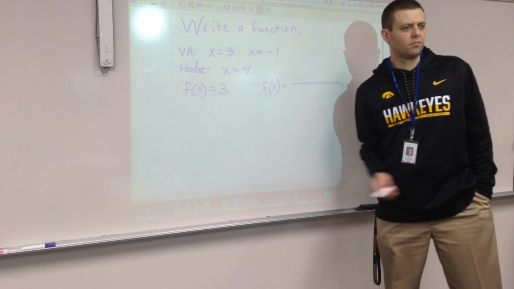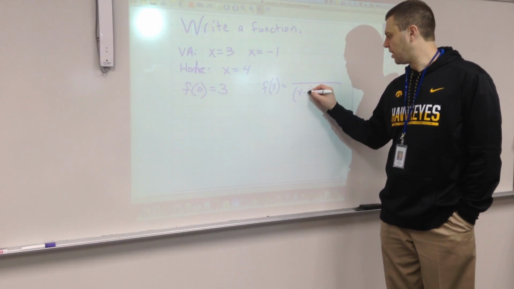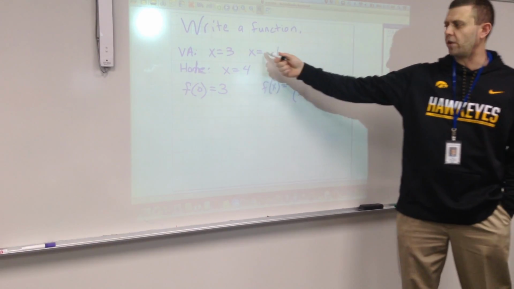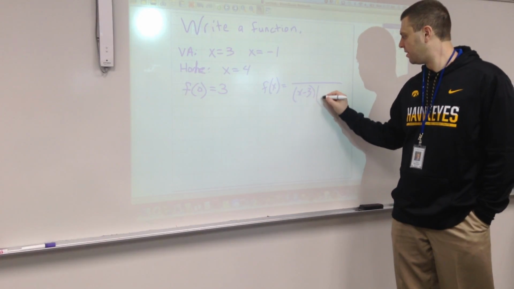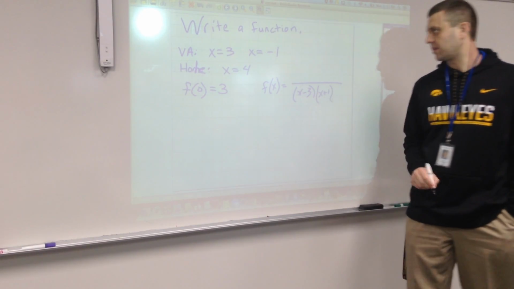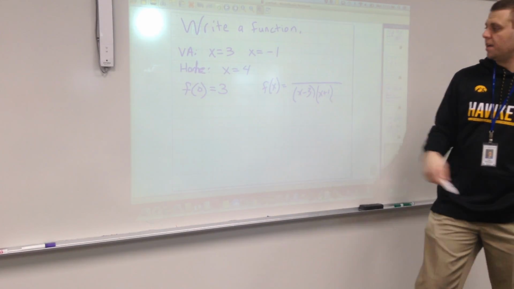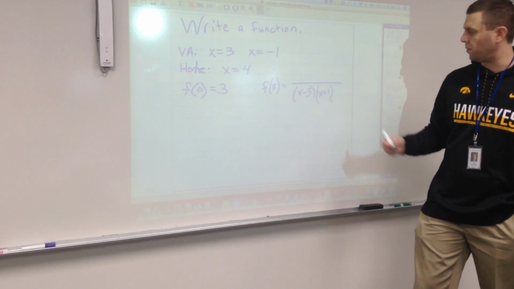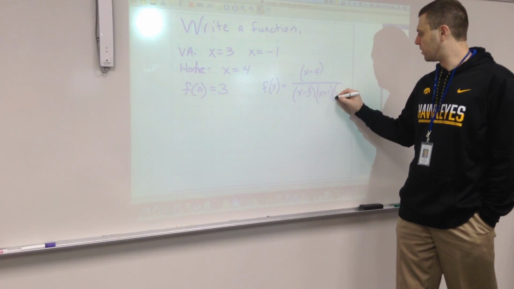If there's a vertical asymptote at x equals 3, what do I need in the denominator? X minus 3. If a vertical asymptote occurs at x equals -1, what do I need in my denominator? X plus 1. Because I know these values are what make the denominator equal 0, right? If there's a hole at x equals 4, what do I need up here on the bottom? X minus 4.